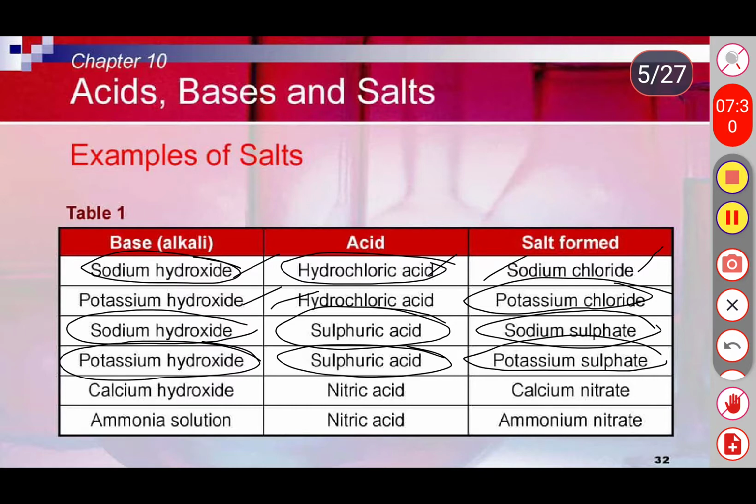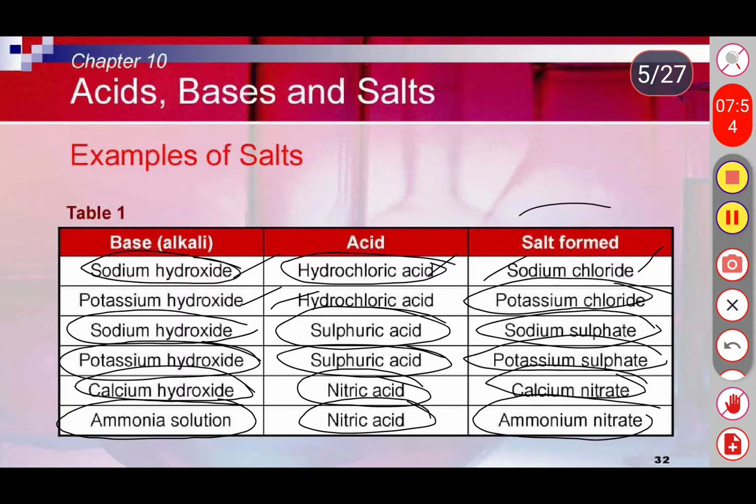Next one is calcium hydroxide. When calcium hydroxide is treated with nitric acid, it forms calcium nitrate. Ammonia solution, when it is treated with nitric acid, forms ammonium nitrate. So these are some of the examples for salts.